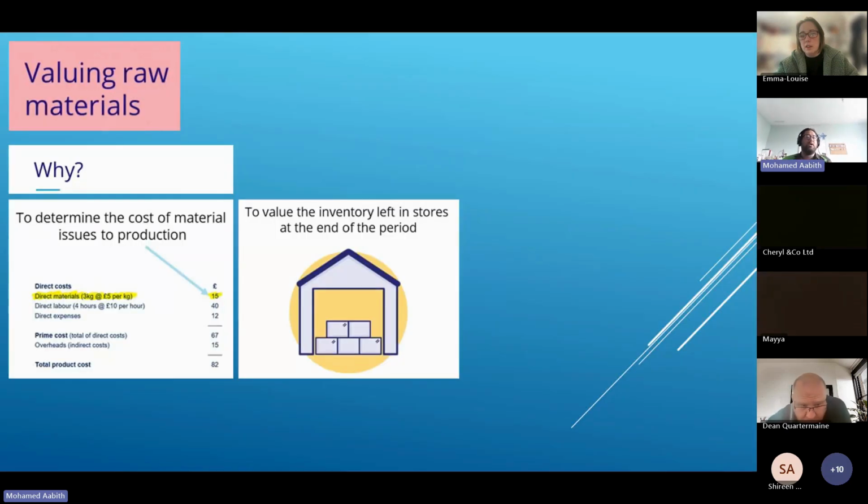The first one is what we're going to do with the materials. So how are we going to value them, raw materials there. Sorry, what is that?